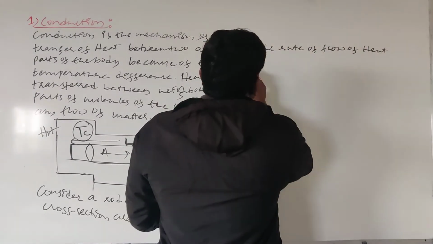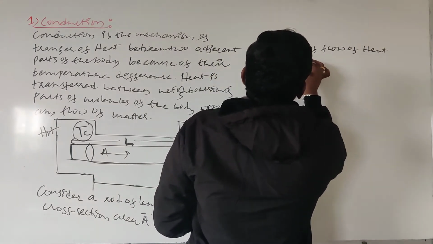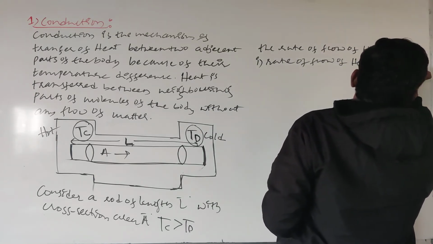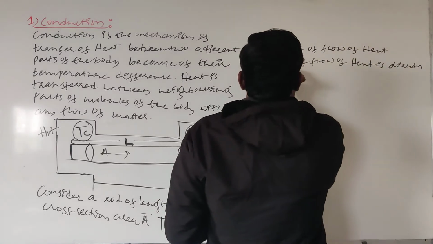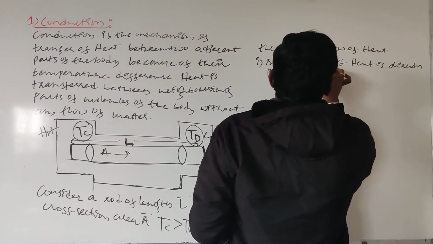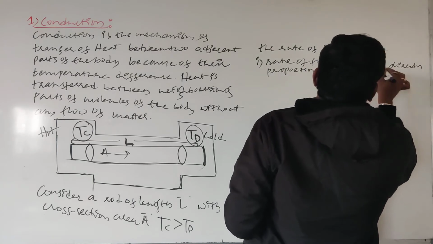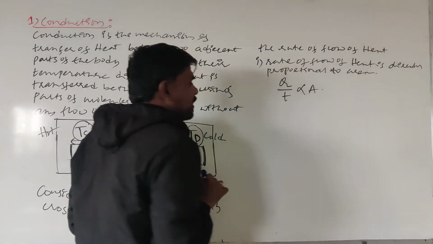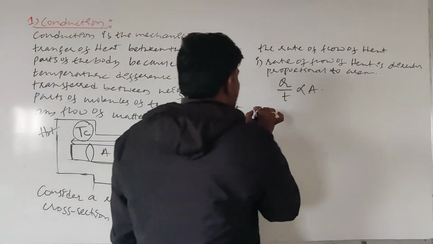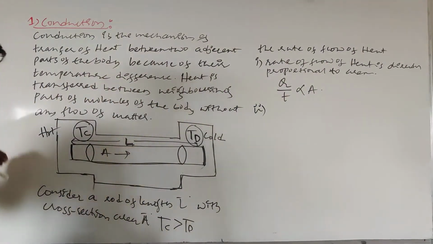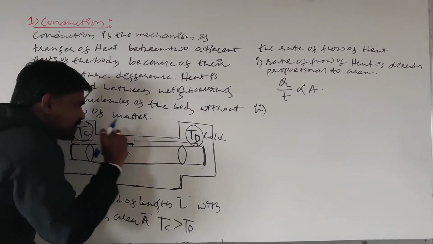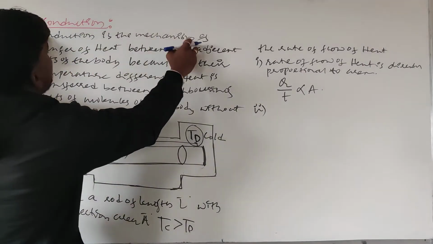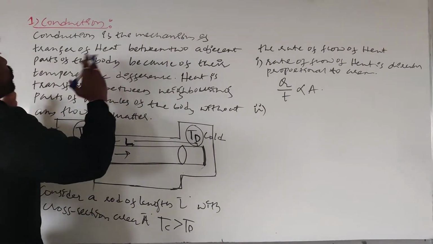Or I will write it like this. First one, rate of flow of heat is directly proportional to area, right? So then can I get Q by T is directly proportional to area? So then see here what happens? Very important. The heat is transferred from here to here, because conduction is the mechanism of the transfer of heat between the two adjacent parts.